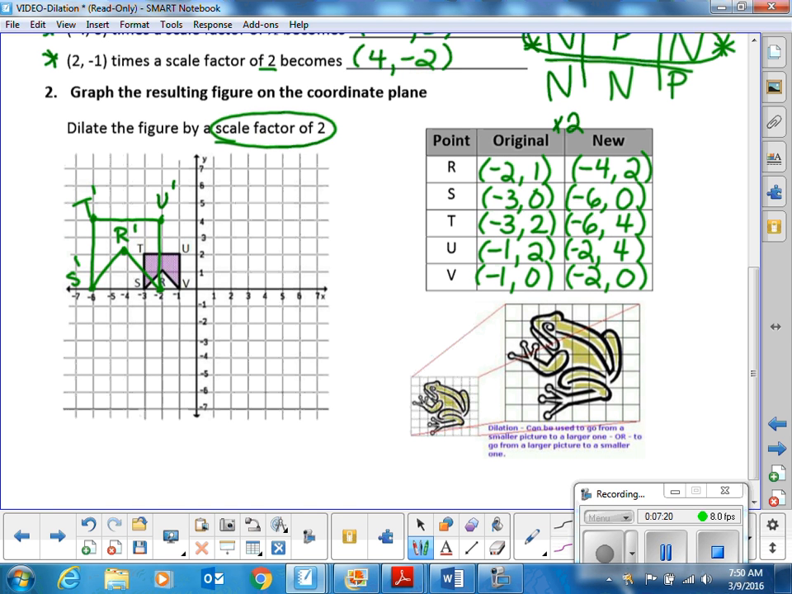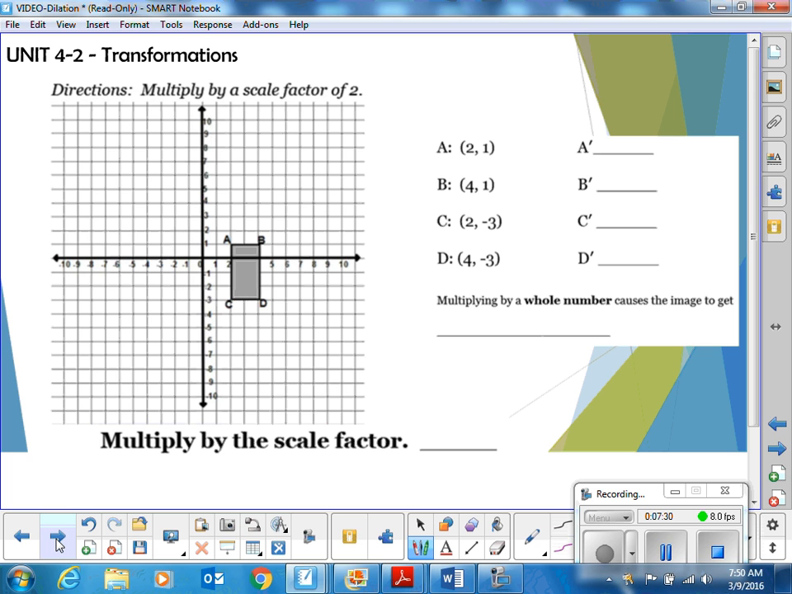Go ahead and pause the video if you want to make sure you have that graphed correctly and make sure you get your points. I'm going to go ahead and move on just for the sake of time. All right, on the next page, this one is split in half, and I'm working on the left side first. Again, we're doing it by a scale factor of 2. So if we look, I've already given you your original points here, and we're multiplying those by a scale factor of 2. So simply take each point and multiply it by 2.